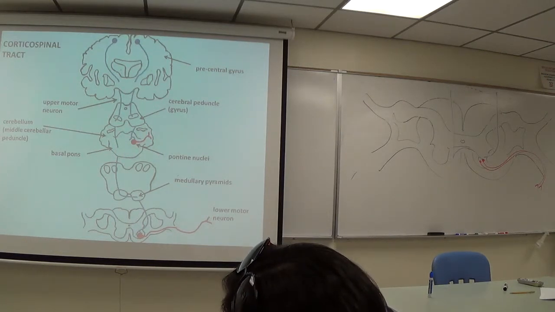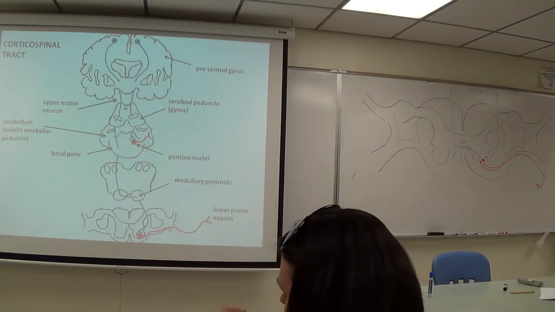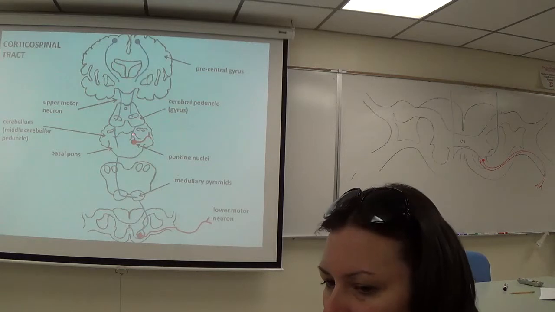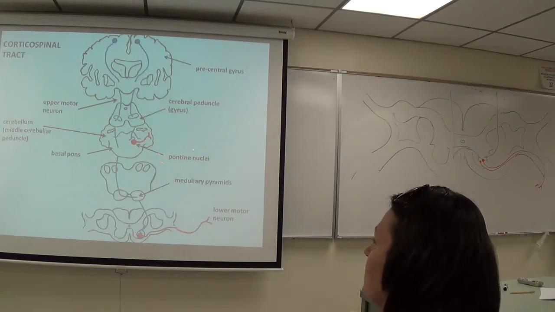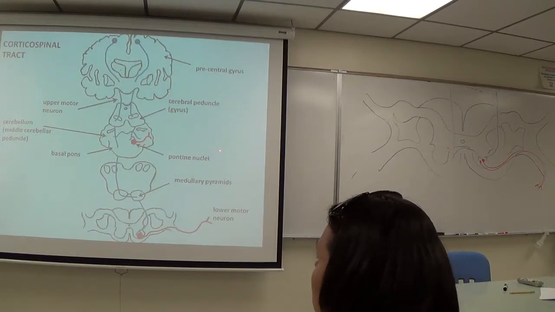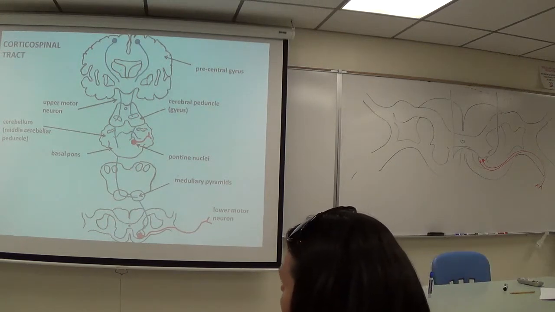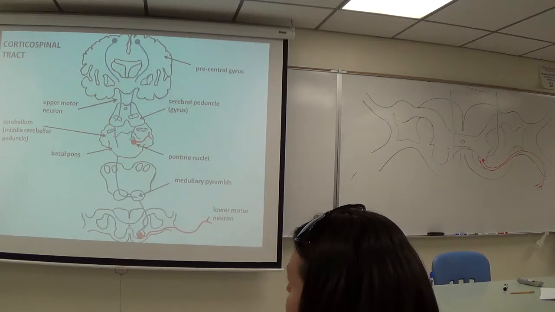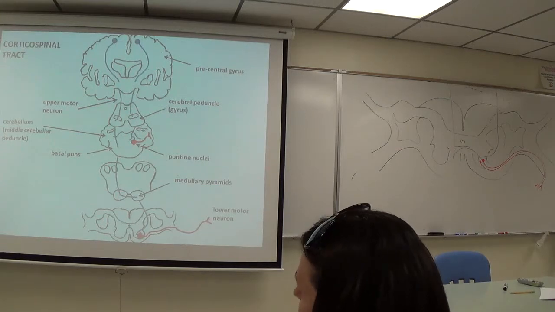So if I had this as one of the 3 diagrams on the top of the page, and I asked you to identify the cell, pontine nuclei. Okay. Why are we calling it pontine nuclei instead of pontine ganglia? It's in the brainstem. It's in the central nervous system. Okay?